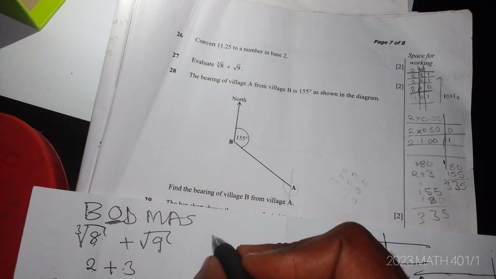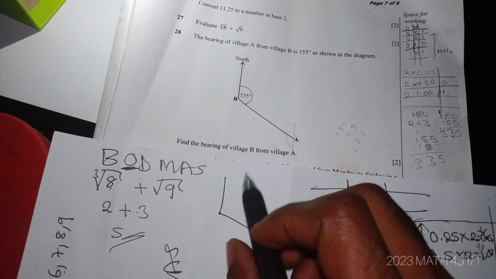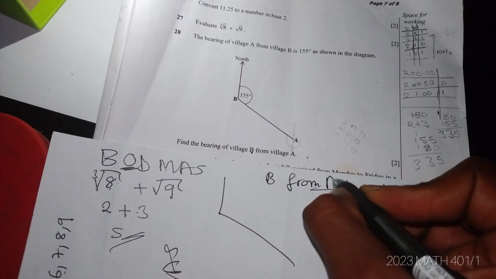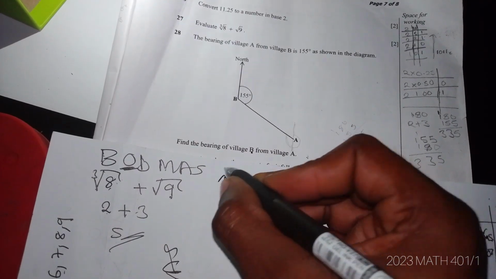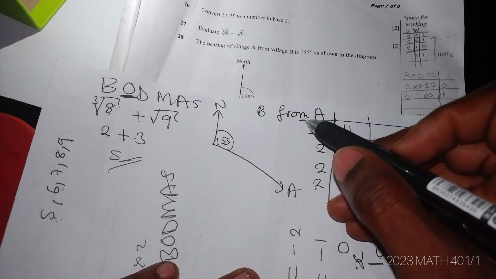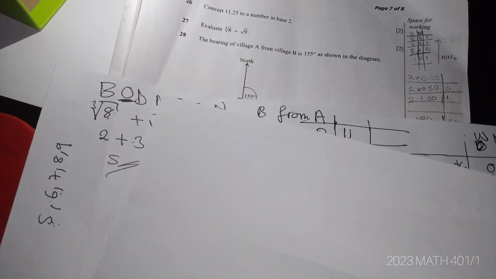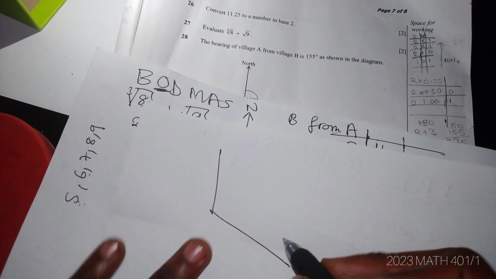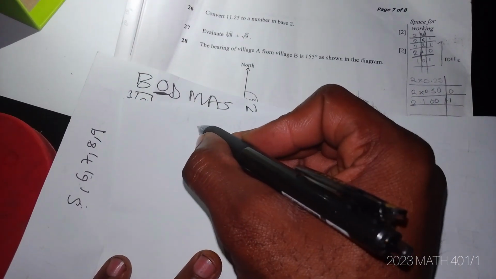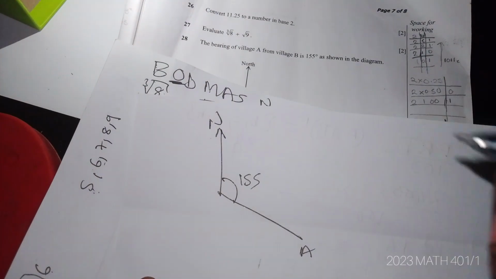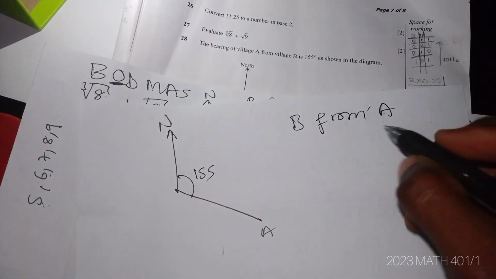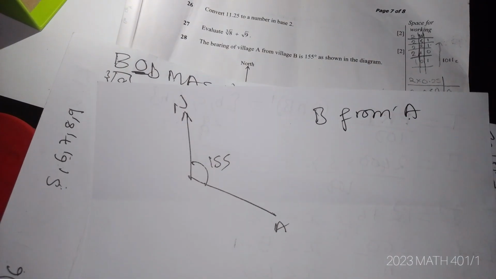So we want to find the bearing of B from A. We know that this is 155, and then this is where our A is. So since you are coming from A, I think my paper is dirty. Let me just use this. This is where your A is, and then your north. So to find the bearing of B from A, remember you are coming from A going to B. This is what it basically means.